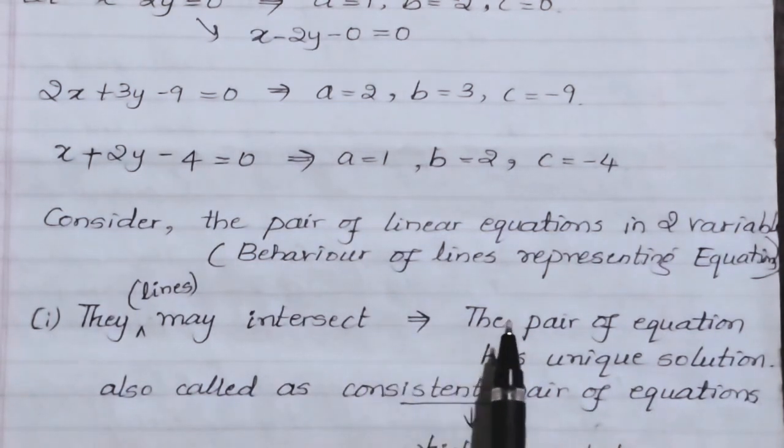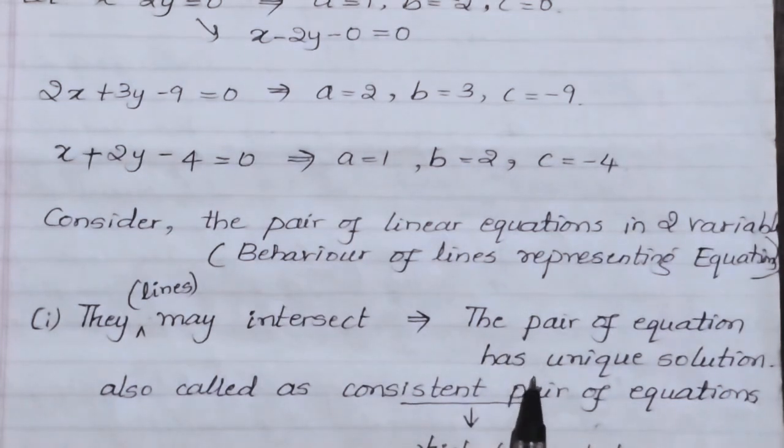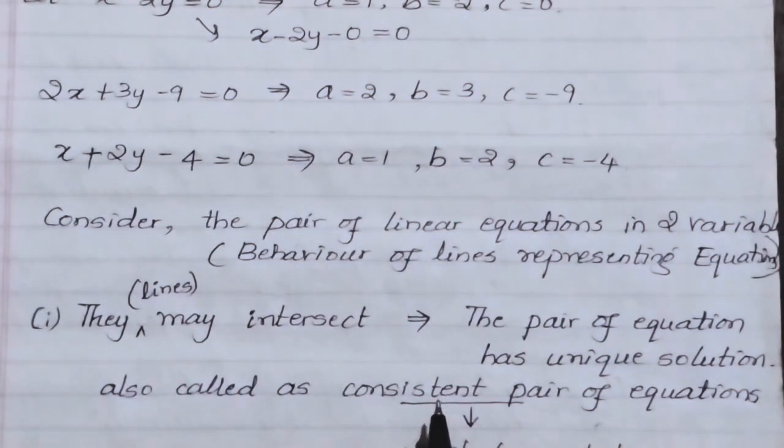Now if the pair of equations has a unique solution, we call it a consistent pair of equations. The linear equations are called a consistent pair of equations. Why consistent? Because they are having a solution. For these linear equations, if the pair has a unique solution, the lines may be intersecting and it will have a solution. One and only one solution will be present.